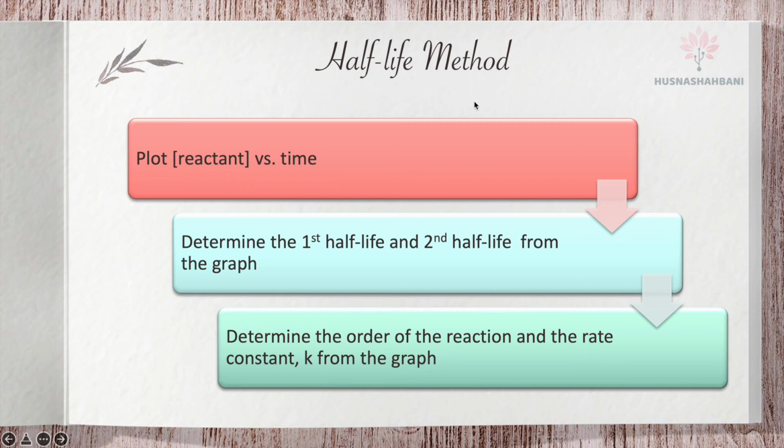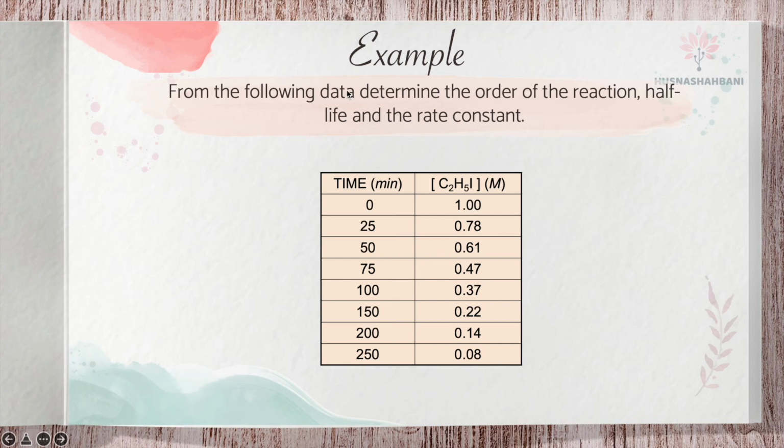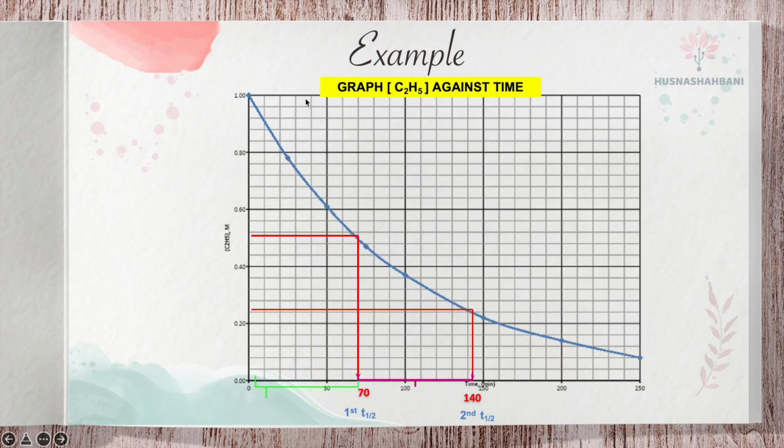Next, half-life method. You have to plot the concentration of reactant versus time, determine the first half-life and second half-life from the graph. From there, you can determine the order of reaction and the rate constant from the graph. From the following data, determine the order of reaction, half-life, and rate constant, given time and the concentration of the reactant. So you have to plot the concentration of reactant on the y-axis and the time on the x-axis. Plot the graph and look at the half-life.